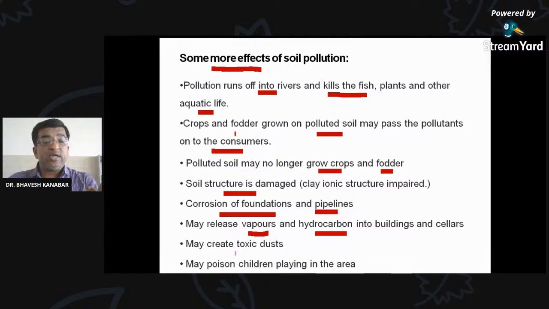It may lead to toxic dust and poison. It may poison the children who are playing in the area. So these are more effects of soil pollution. Let me check how many of you have answered. On waterborne disease, so many have answered.